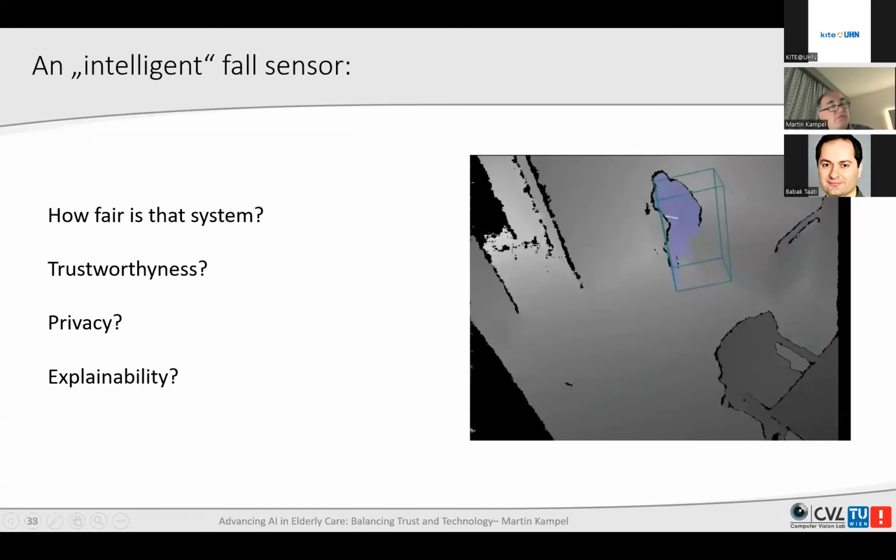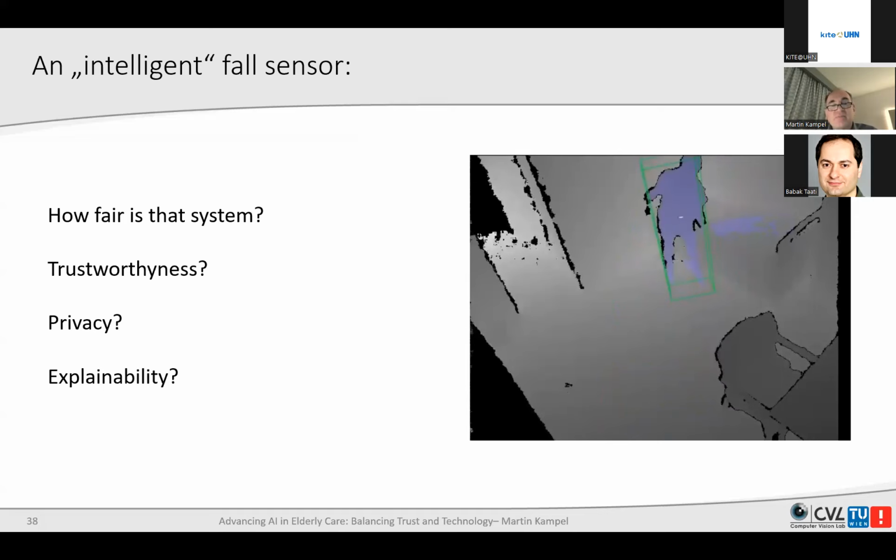And coming to the end of my presentation, I would like to show you this video of a person who will fall soon, I guess, and it should reflect the fall detection system. This is the view of the sensor, and it also shows how the system basically works. If we approach such a system, we have to question how fair the system is. How trustworthy is the system?